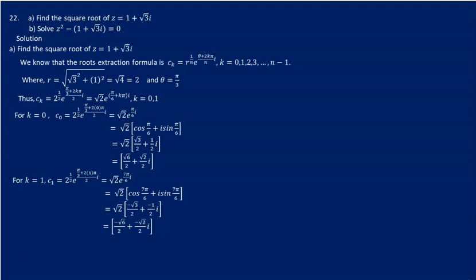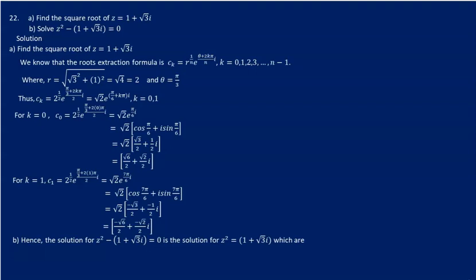So what have you obtained? K values are obtained, and because of these given K values, we have determined these two complex numbers. So these two complex numbers are square roots for 1 plus radical 3i. You can check this by multiplying these two again and again, so you will get the answer to be 1 plus radical 3i. So coming to the second one, it says solve the system z squared minus 1 plus radical 3i.